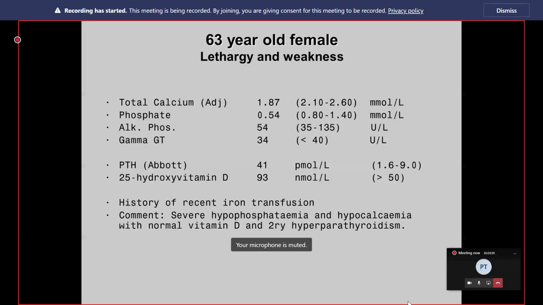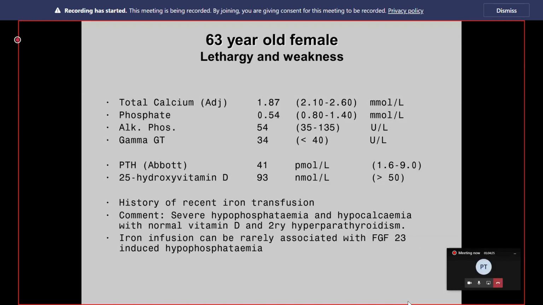So infused iron in some patients causes severe hypophosphatemia and hypocalcemia with normal vitamin D and secondary hyperparathyroidism. And if they have long-term repeated treatments, they can in fact develop osteomalacia. So these patients need calcium and phosphate therapy. This is an unusual but well-recognized complication of iron infusion. Some forms of iron are more often associated with this complication, but you need to be aware of it because these patients can develop symptomatic hypophosphatemia and hypocalcemia.